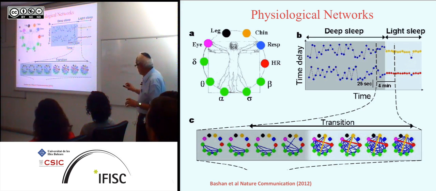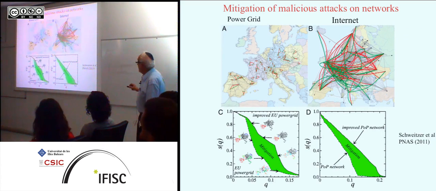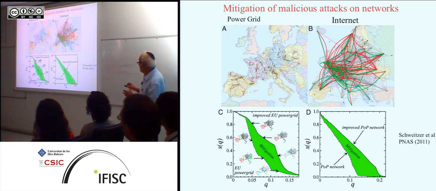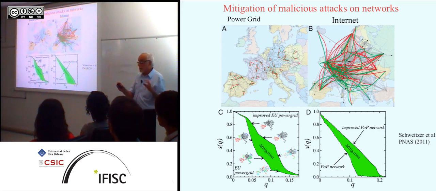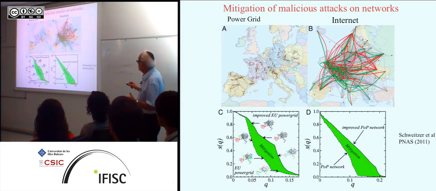So this was published in Nature Communications a few months ago. Also, if you know networks, you can improve robustness against attacks. This is a paper that appeared in PNAS that shows how to improve. You can change very few links and make the system much more robust against attacks on the network. So the network is useful also for this.